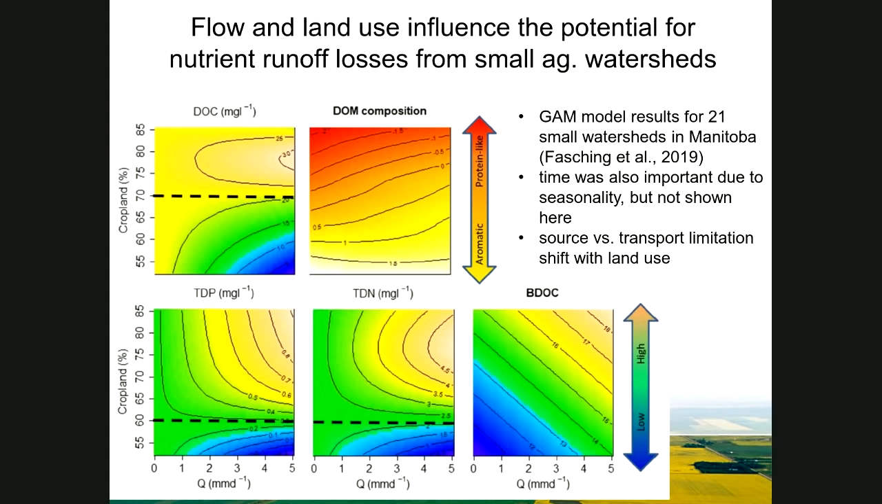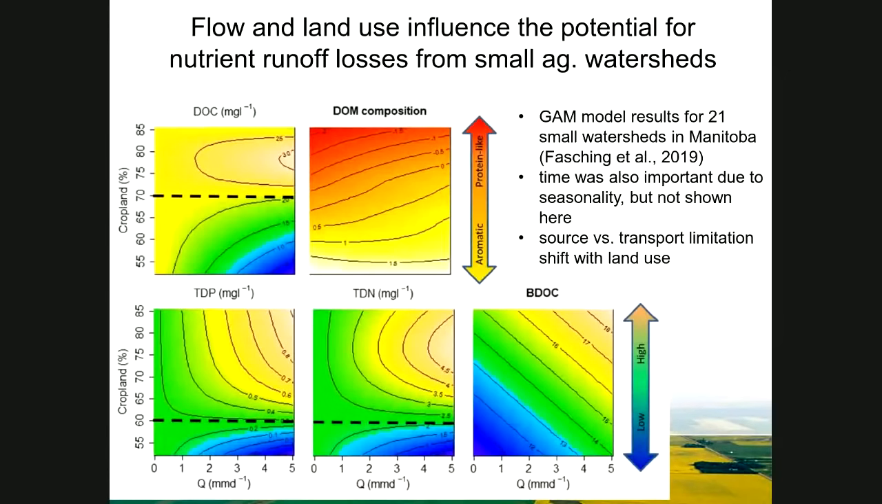So I'm going to wrap up my introduction of some of the temporal patterns that we're observing in small agricultural watersheds in Manitoba by making the point that although there are strong seasonal trends that are seemingly independent of flow, at least for phosphorus, when we control for those seasonal trends, the importance of high flow event timing and interaction with availability of a nutrient source is something that we should keep in mind.